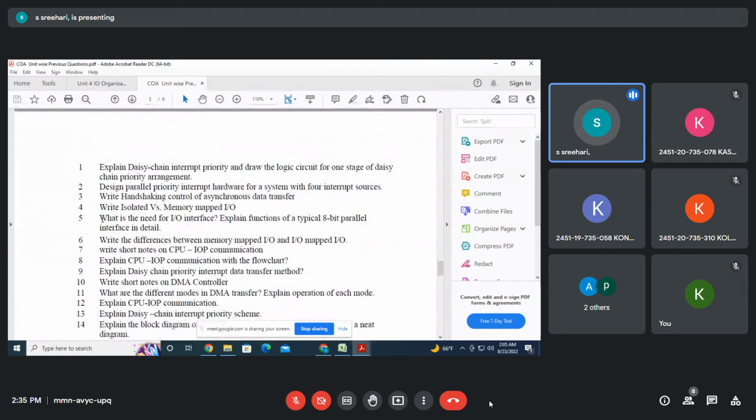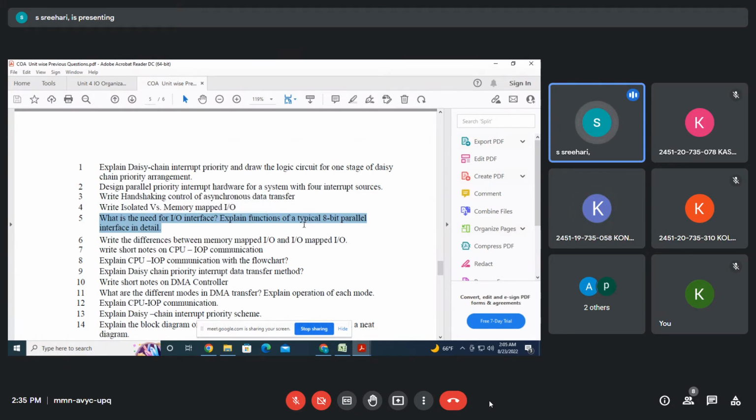This is for your same question. What is the need for IO interface? Explain the functions of a typical 8-bit parallel interface in detail. So he is asking you to explain the 8-bit interfacing functions in detail.